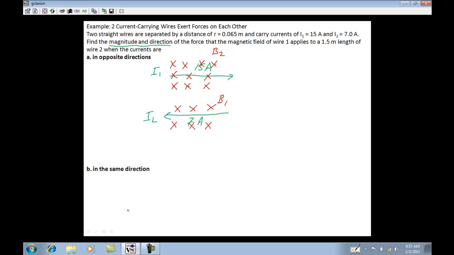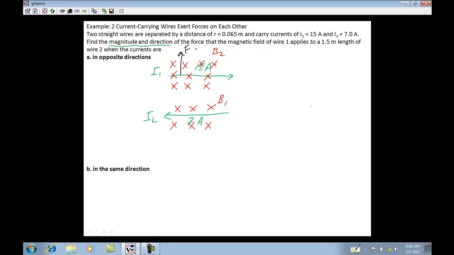So my palm's pointing which way for I1? Well, no, we're just looking at I1 right now. I meant the magnetic field from I2 onto I1. So let's look at what's happening to I1 from I2's magnetic field. It's going to be pushed upward. So it's going to experience a magnetic force upward like that.